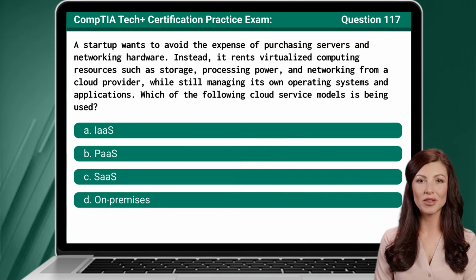Question 117. A startup wants to avoid the expense of purchasing servers and networking hardware. Instead, it rents virtualized computing resources such as storage, processing power, and networking from a cloud provider, while still managing its own operating systems and applications. Which of the following cloud service models is being used?